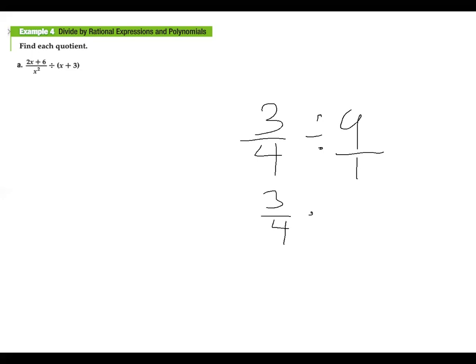Pretty cool, huh? All right, let's talk about dividing a rational expression with polynomials. So if I have 2x plus 6 over x squared divided by x plus 3, that's similar to when you had like 3/4 divided by 9. Remember what you did to divide that by 9? Remember you made it a fraction over 1, and then you multiplied by the reciprocal. And then you went from there. I'm not going to finish that.